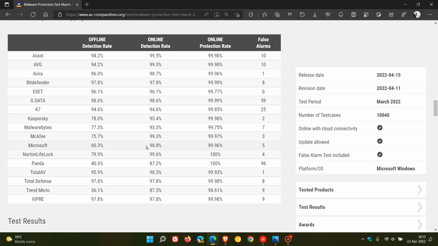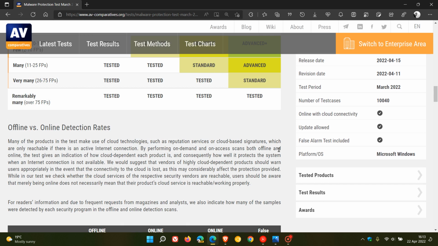But when it comes to online, we can see, according to the AV-Comparatives test and their results, they're reporting it at 98.8% for online detection and 99.96% for online protection rate. So when it comes to online protection, it's still up there with the rest of them. But unfortunately, according to this test result, 60.3% is quite a low percentage for offline detection and protection when it comes to not being connected to the internet. But as you know, many devices these days do have access to permanent internet connections.